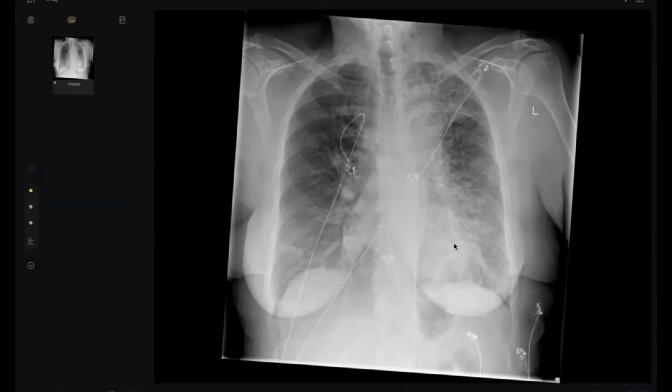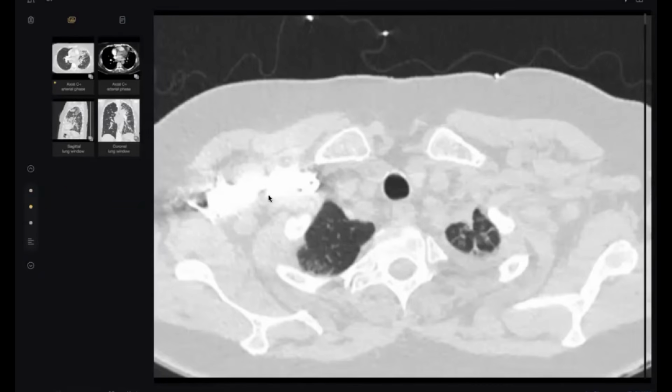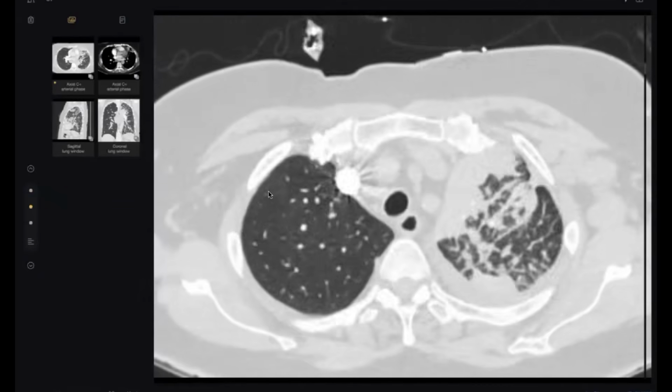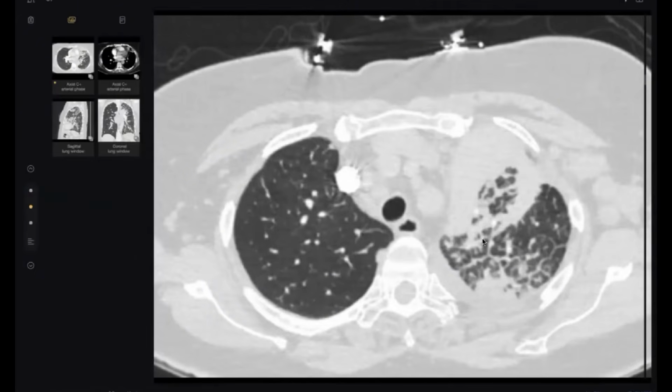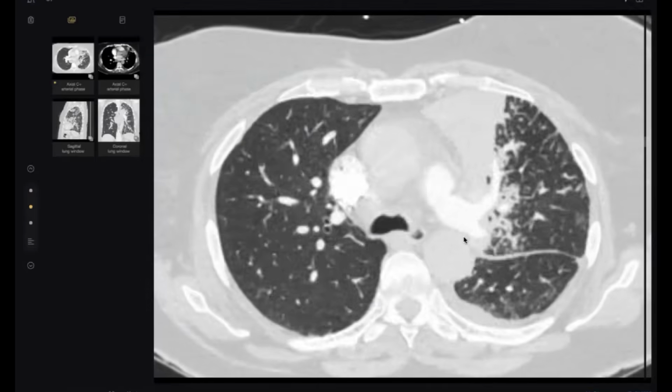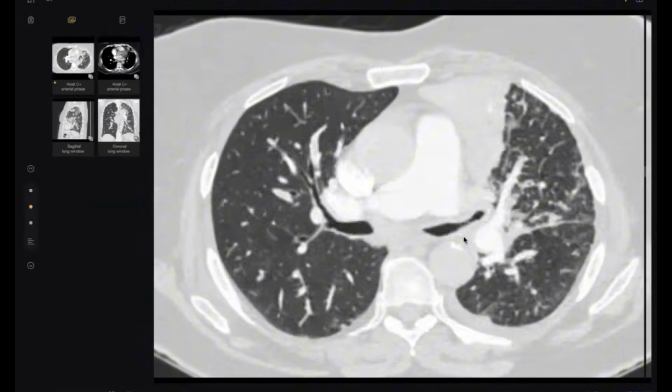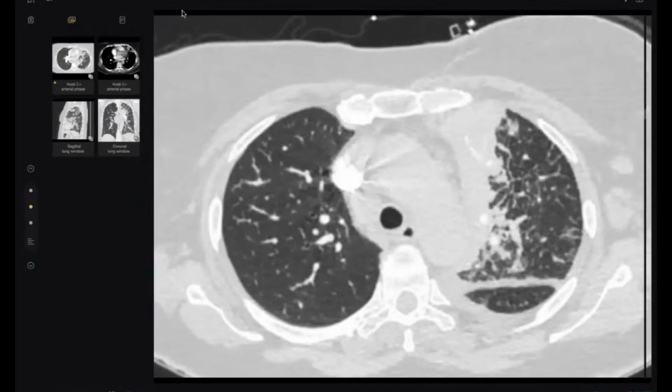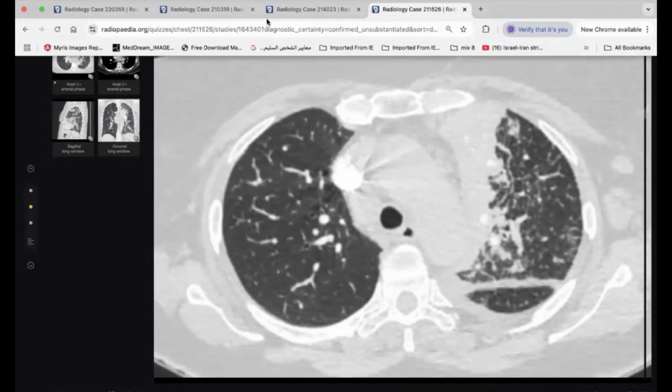perihilar, peribronchovascular, and perifissural, around the fissure. And sometimes here at the periphery, because we have central lymphatics and peripheral ones. Dr. John Curtis gave a very nice name, lumpy-bumpy, meaning nodular thickening, but this is not a scientific or radiological term. Okay, look here, very characteristic and very important in any exam.